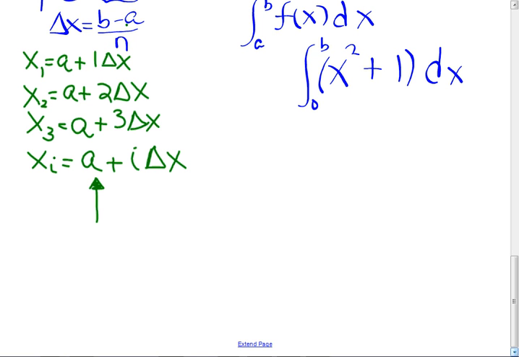So I'm going to pause this and see if I can borrow a calculator. See if I remember how to do this.